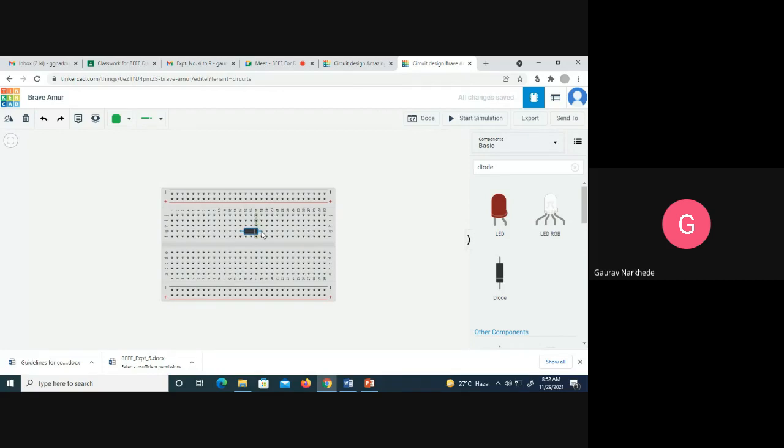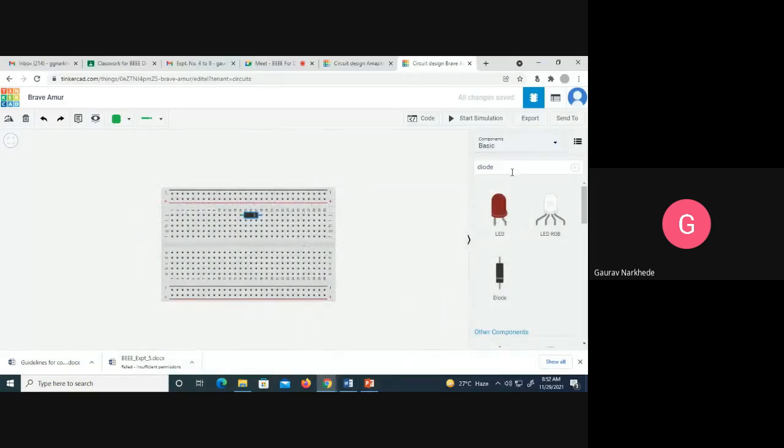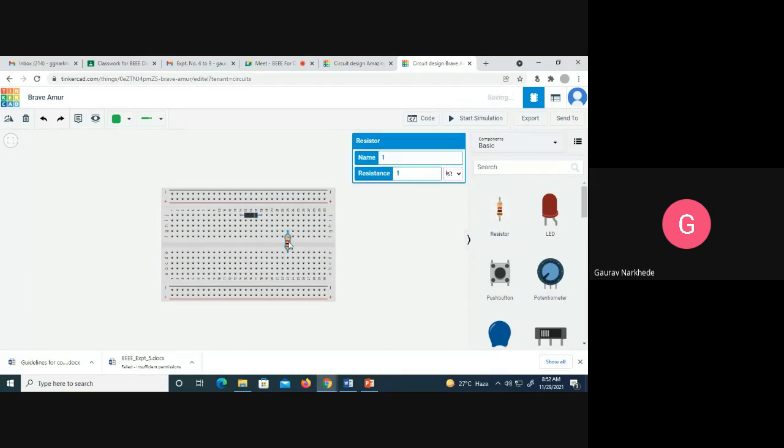Okay, now which is anode and which is cathode? You can see a silver ring, right? Whenever there is a ring, that is your cathode. Now what else do you want? You want a resistor. So from here I am taking the resistor directly and placing it here. Now I want to connect the cathode of the diode to the resistor, so I'm just connecting it here, maybe with green wires.